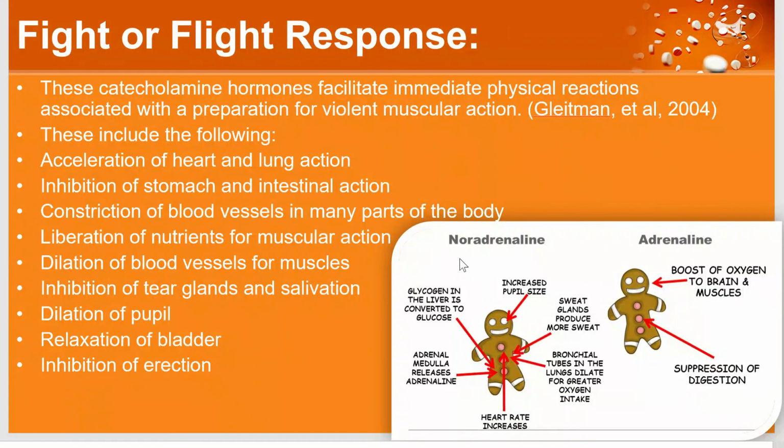Okay, so for noradrenaline, you have glycogen in the liver converted to glucose. You have increased pupil size, sweat glands produce more sweat, heart rate increases, and the adrenal medulla releases adrenaline. Bronchial tubes in the lungs dilate for greater oxygen intake. And for adrenaline, you have a boost of oxygen to the brain and muscles, and you have suppression of digestion.